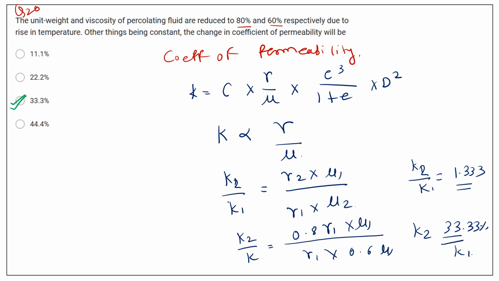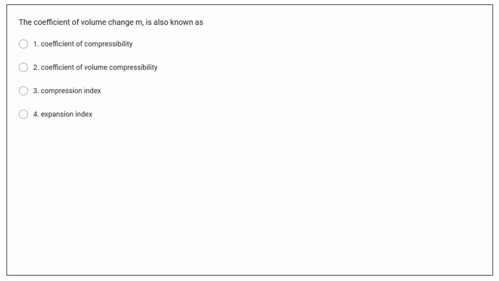The next question, number 21. The coefficient of volume change mv is also known as coefficient of volume compressibility. So the second option is correct.